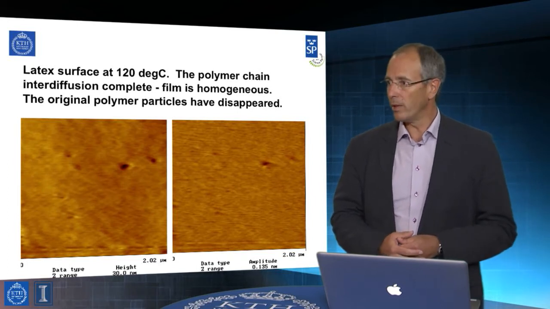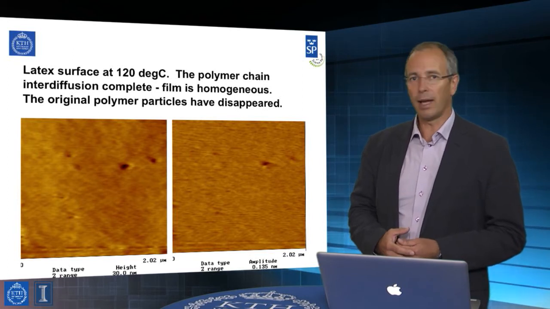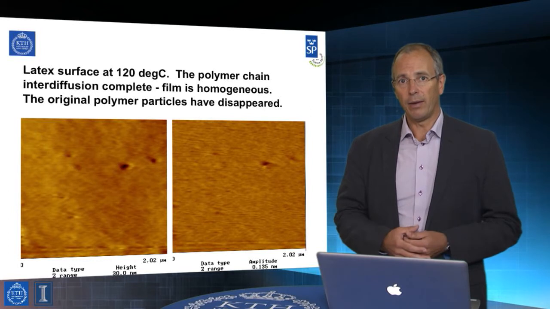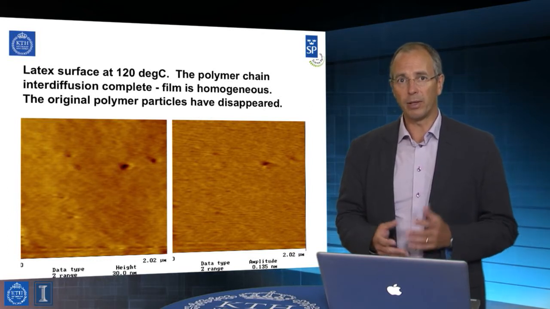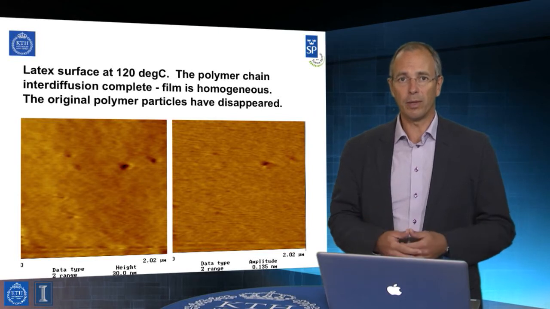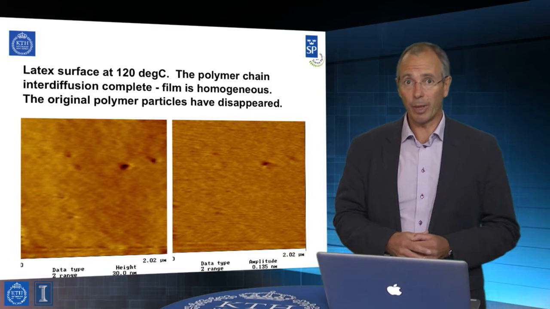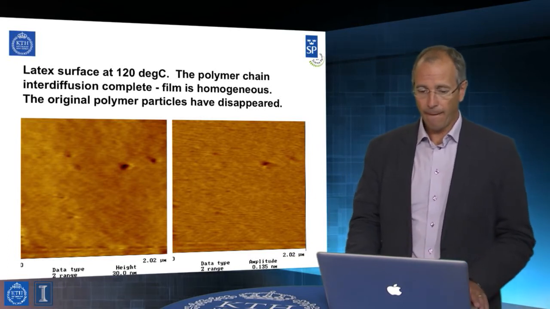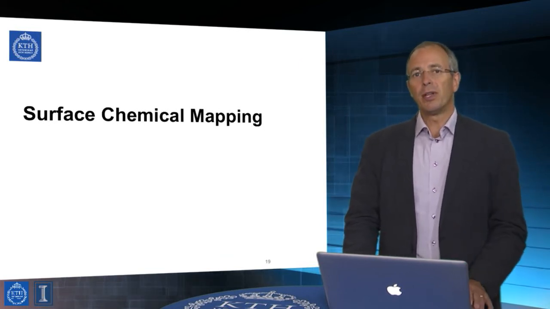But by heating it up to 120 degrees, we can see that essentially we get the same information in both the height and force modulation image. And at that point, the polymer particles are no longer individuals, they're all part of a continuous film. Obviously, if you're designing a paint, you would prefer not to have to heat it to 120 degrees. All right, so that gives us a sense of material properties.